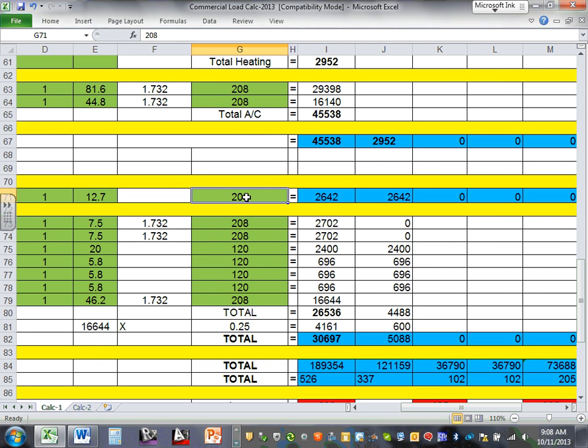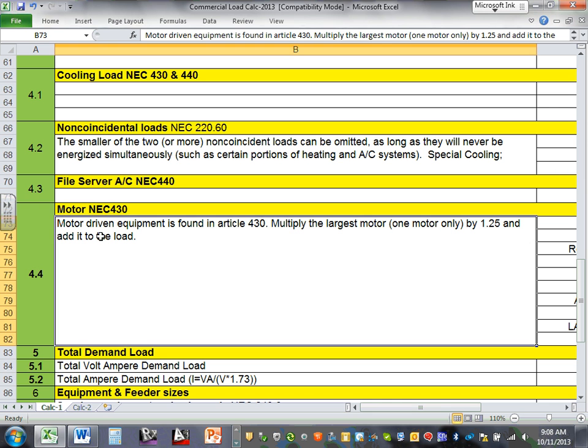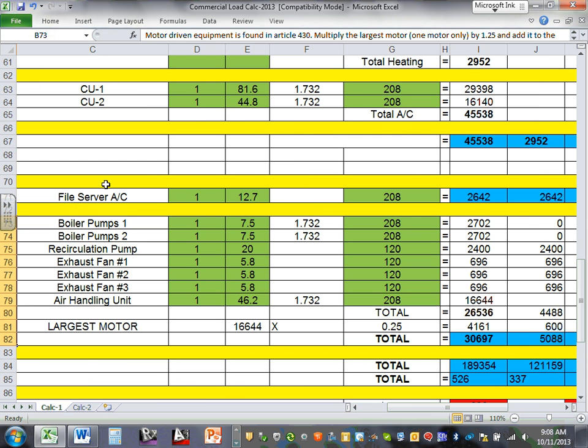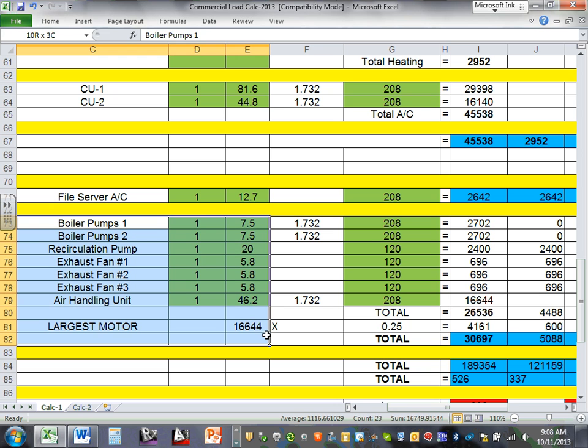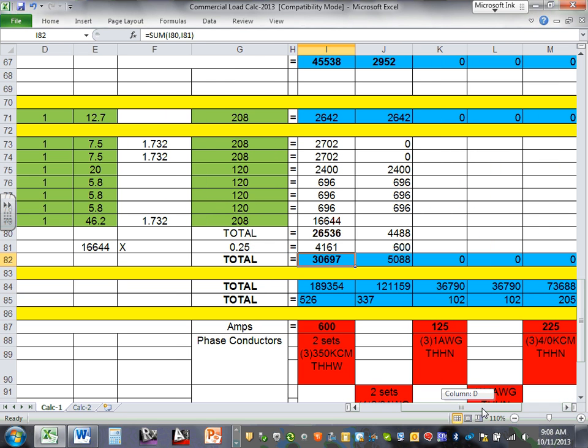This is my file server, 100%. It's all going to be fed directly from the main panel load. Motor load, can you guys see 4.4 is my motor load? My motor load, Matt, all these are coming from the motors, the specification in our project. All the full load amps, all the voltages, they add them up. They add 25% to the largest motor. Remember that we added 25% to the largest motor?